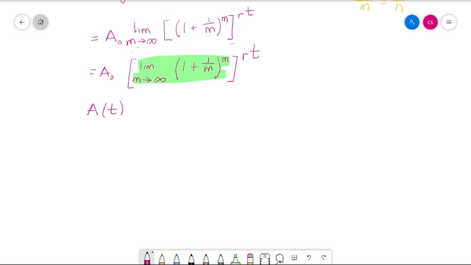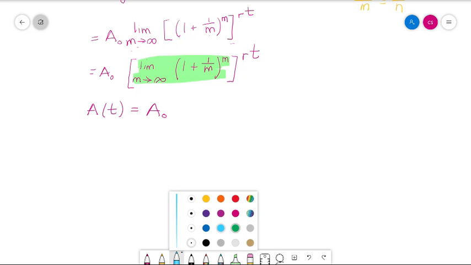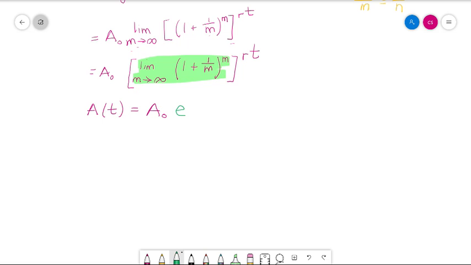So now for compounding continuously, it's going to be equal to this. A sub 0 times e, because that whole thing cancels to e, raised to the rt. There you go. Okay. And then if that's the case, so that's how we're going to be compounding continuously.